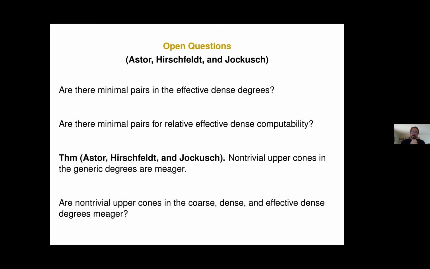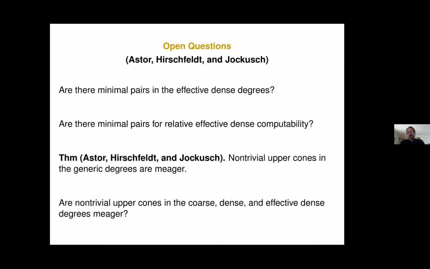So non-trivial upper cones in the generic degrees are meager. We did show that. In fact, to not be on an upper cone of X, it's enough to be 1-generic relative to X. But we don't know about the other ones. Are non-trivial upper cones in the coarse dense and effective dense degrees meager? Of course, the answer is yes.